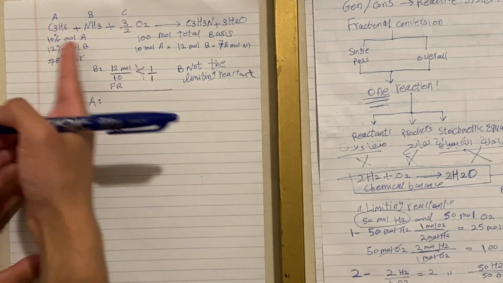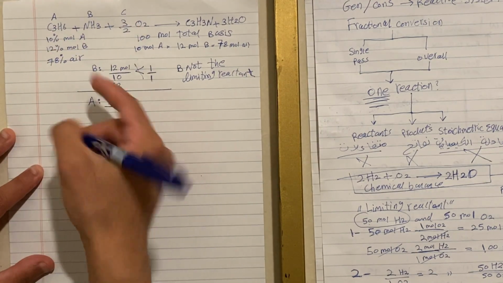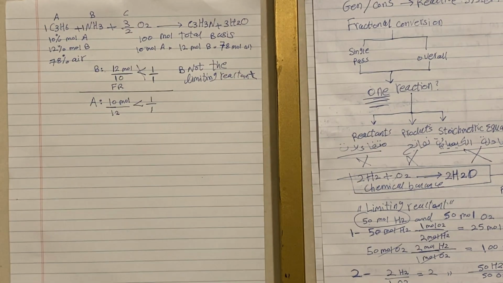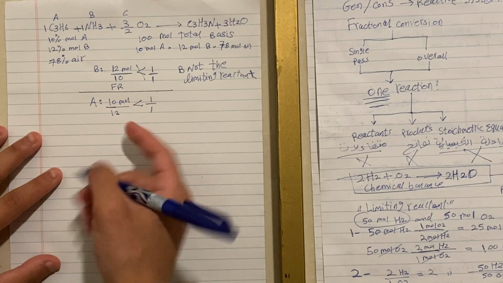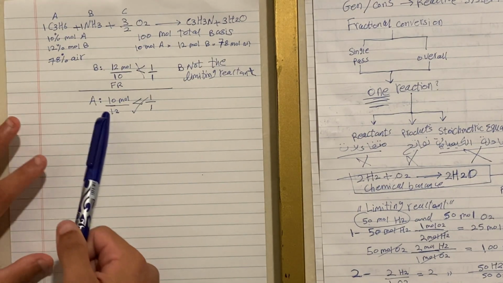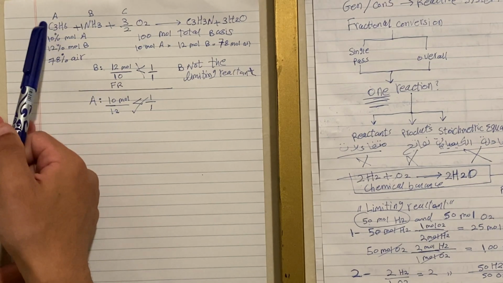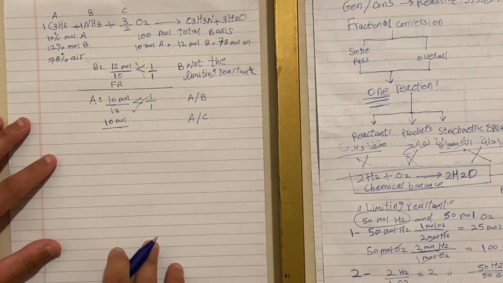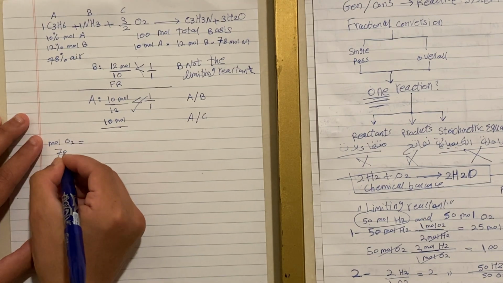Try, for example, A. 10 mole of A, and then I will divide it by NH3. NH3 is B. Maybe I forgot to mention that, but this is already a balanced stoichiometric equation. You will notice that this condition is true, but that doesn't mean that A is the limiting reactant, because we still did not compare the feed ratio of A to C, A over C, but we don't have the mole of O2. And if you want to find it, you have 78 mole of air.